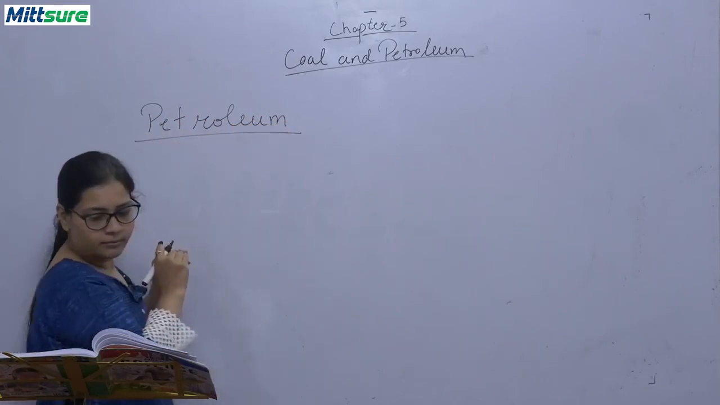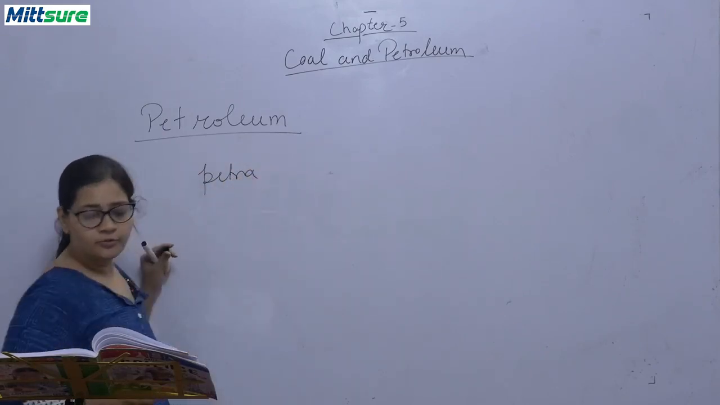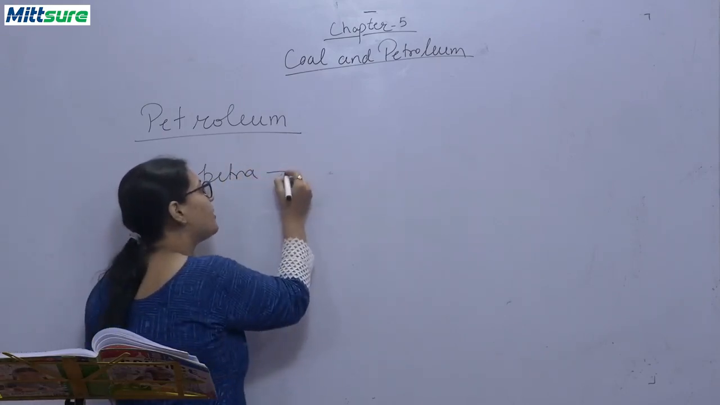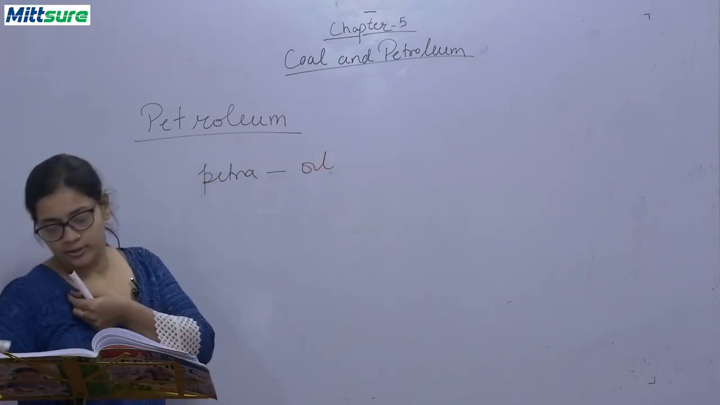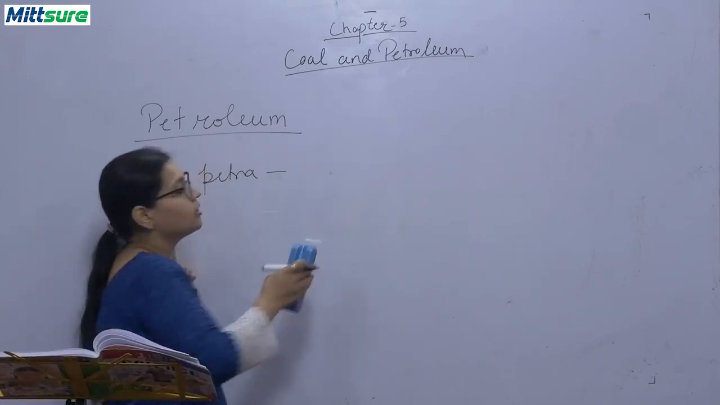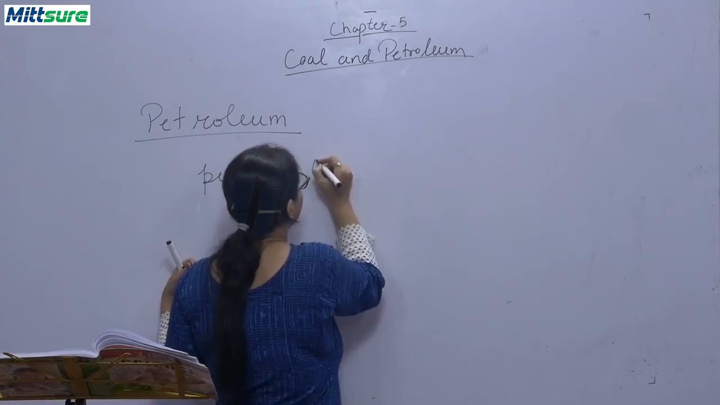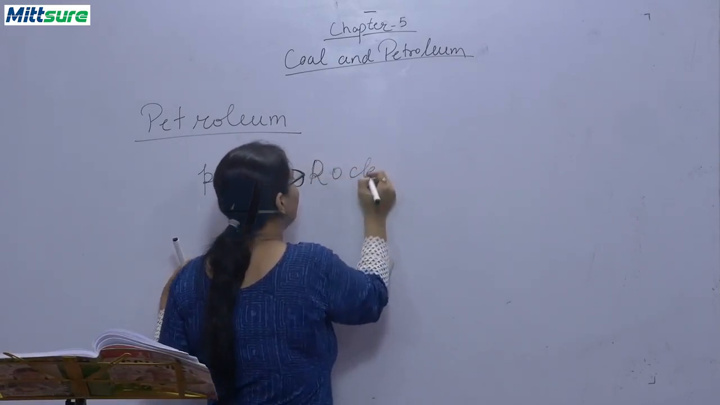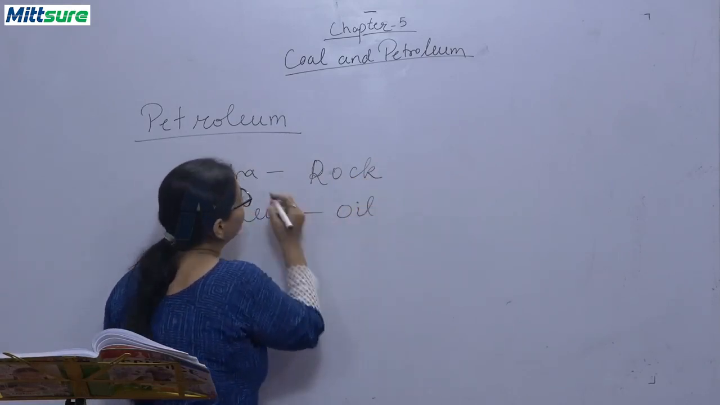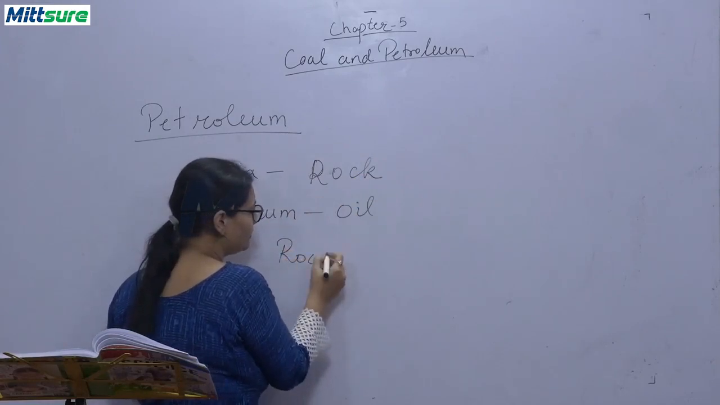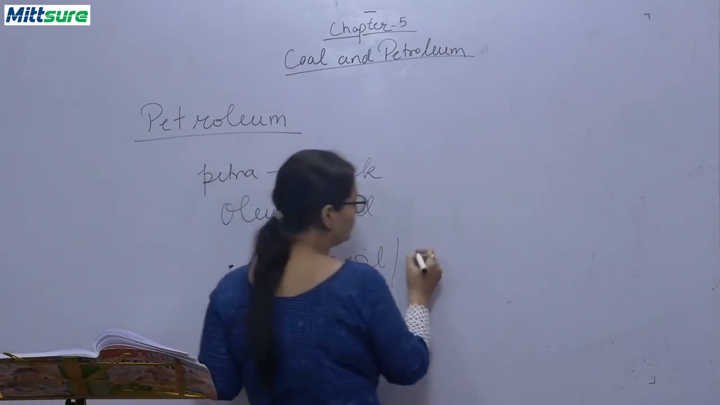The word petroleum has been derived from the word petra, which came from a Latin word. Petra means rock, and oleum means oil. So that's why petroleum is called rock oil or crude oil.